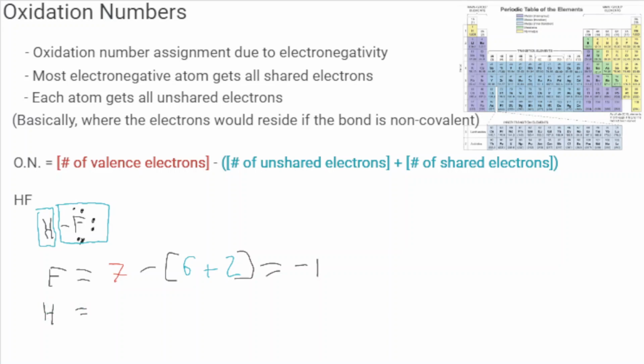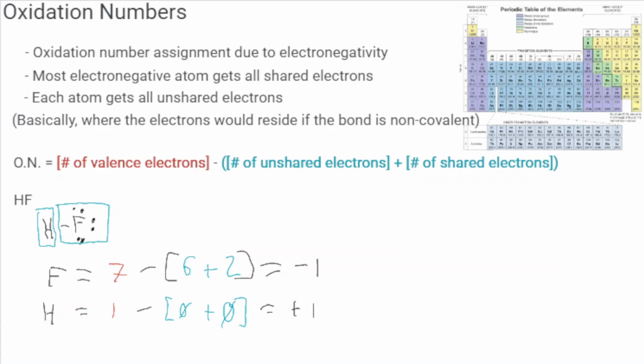If we do the same thing for hydrogen, look at our periodic table. Hydrogen's in the upper left. We can count that it has 1 valence electron. So we're going to put down 1. Then we're going to subtract out all the dots that it has, which in this case is 0. And then we're going to subtract out all the shared electrons that it gets if it's the most electronegative, which is also 0. And so this is going to give us 1 minus 0 plus 0, or 1 minus 0, leaving us with a 1, or positive 1.